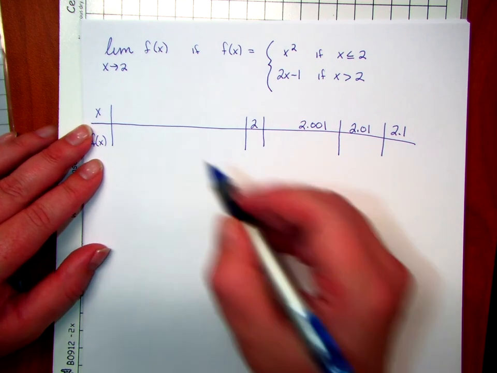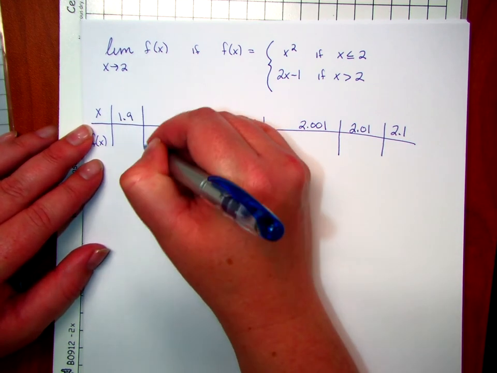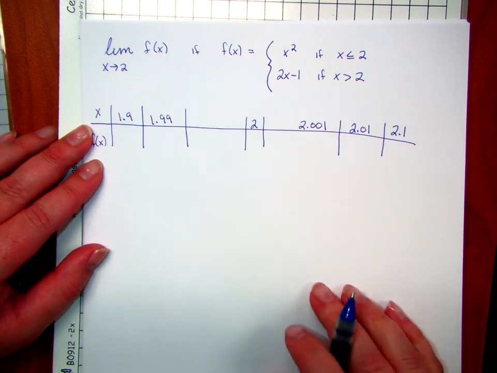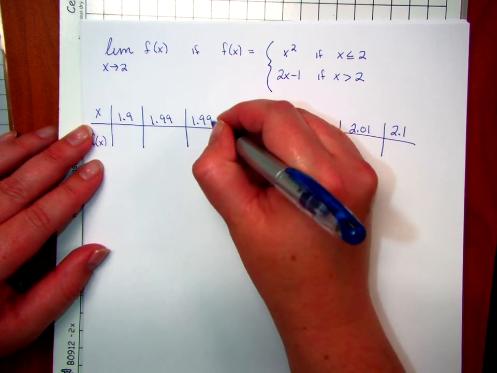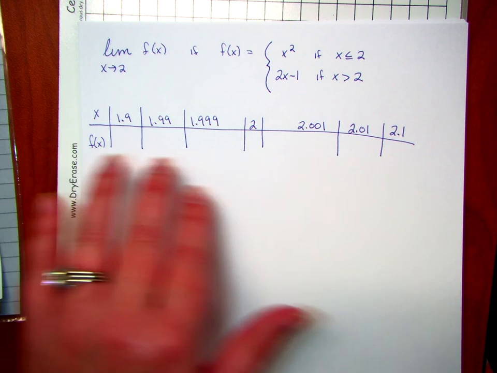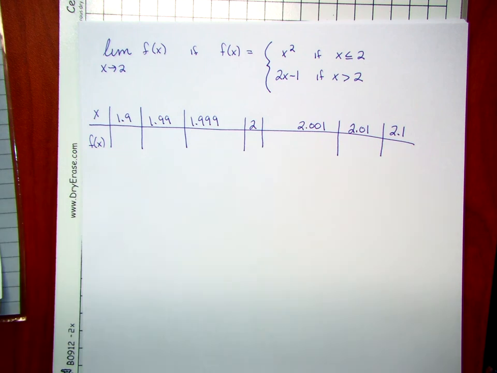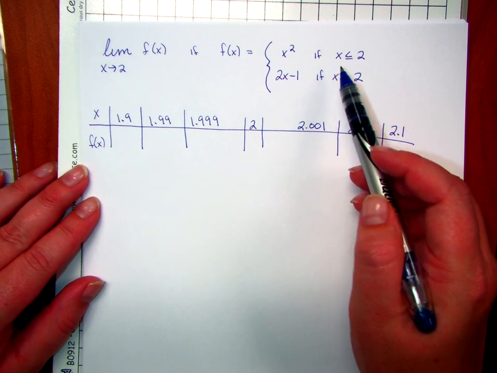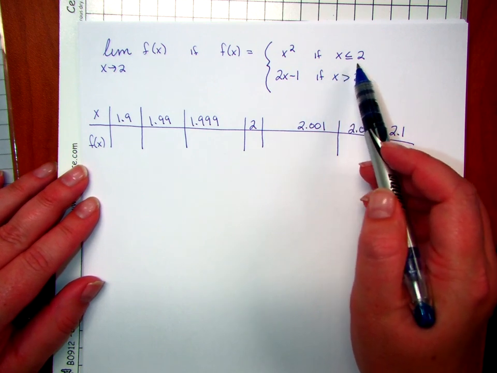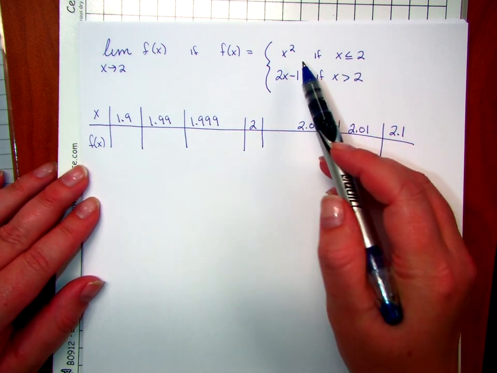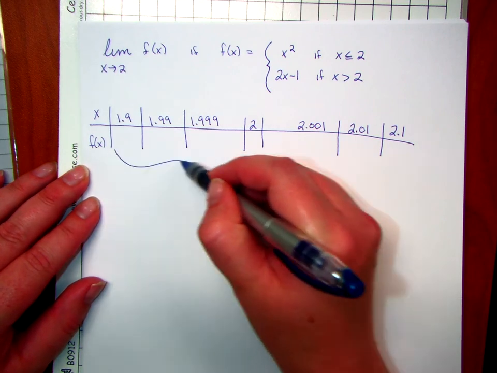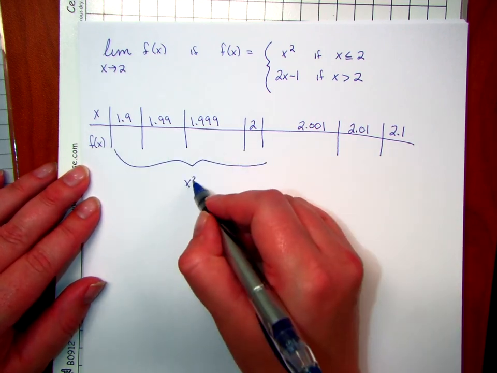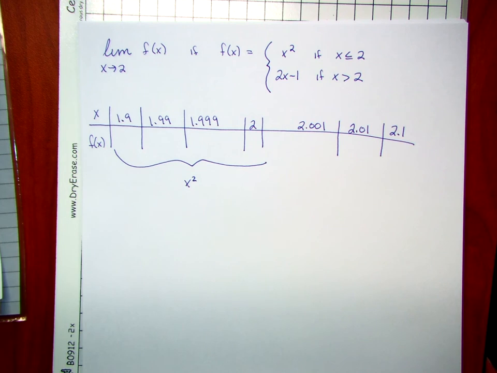1/10 less than 2 is at 1.9. 100th less than 2 is 1.99. And 1,000th less than 2 is 1.999. Okay. So these are the values that I want to plug into the function. Now, which function are we going to use, right? Look at the indicated domains. If x is less than or equal to 2, we want to use x squared. So less than or equal to 2 is the first 4 numbers here on my function. I'm going to use x squared when I plug those into the table.